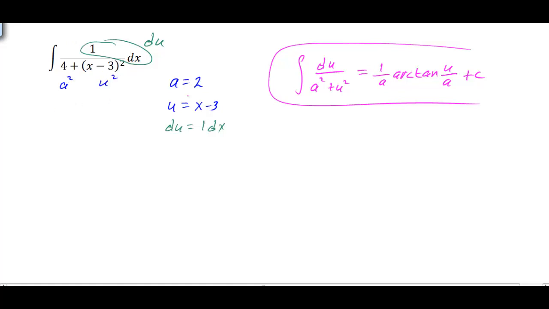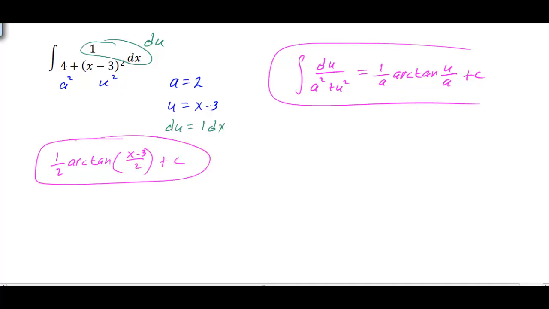So here we already have the formula. We don't have to multiply anything else in. So we simply get 1 over a, which would be 1/2 the arctangent of u over a, which is x minus 3 over 2. And of course, our constant c. So here you have 3 examples of integrals involving inverse trig functions. And in the next video we'll look at some more examples dealing with inverse trig functions and integration.